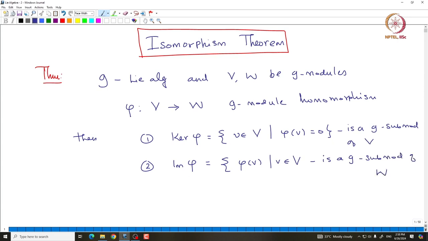So now one can actually construct a module structure on the quotient. So V modulo kernel phi becomes a module for G, and then this will become naturally isomorphic to the image of phi as a G module. We know that we have the G action. So there is this natural vector space isomorphism induced from phi, from V modulo the kernel phi to this image phi. That vector space isomorphism is indeed a G module isomorphism.